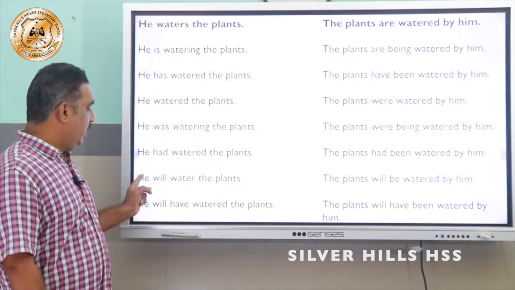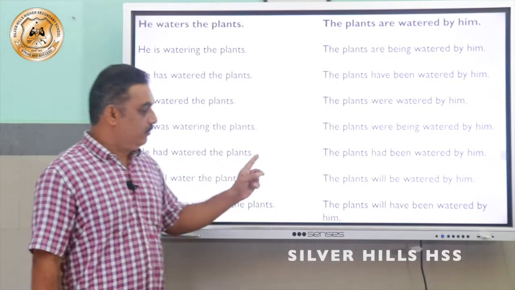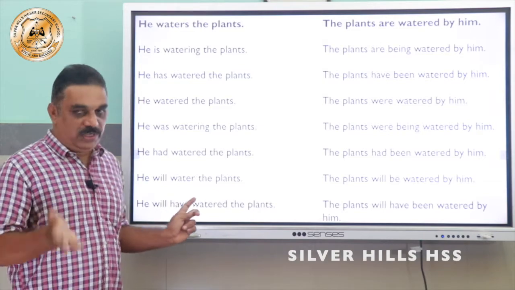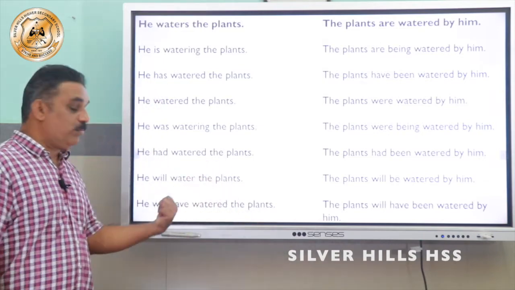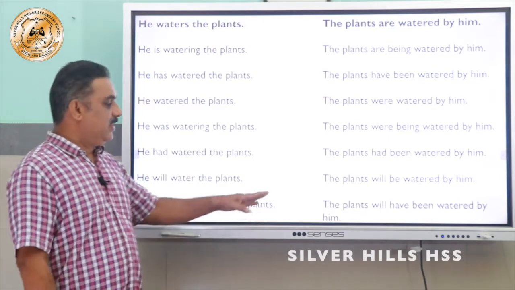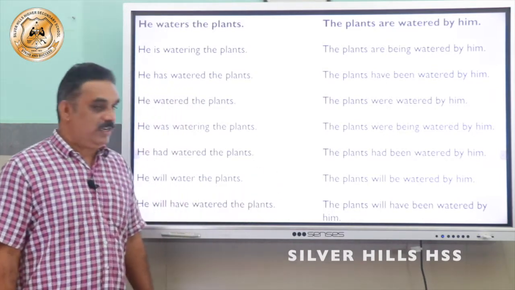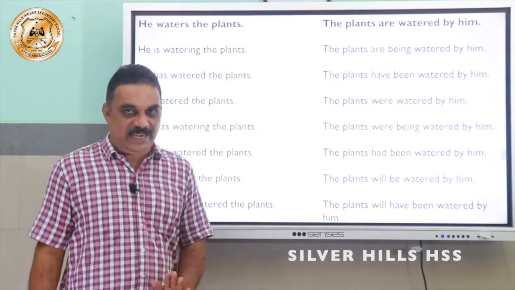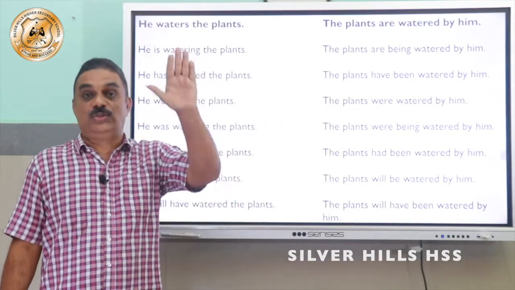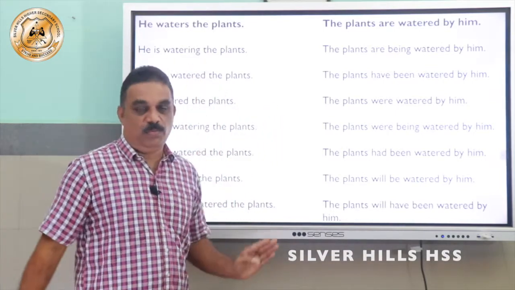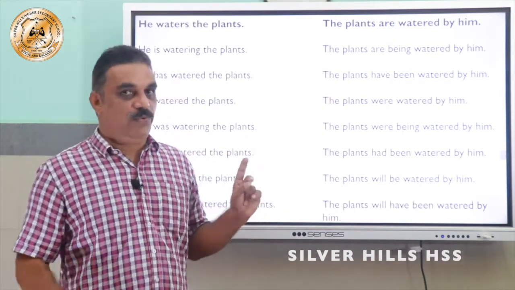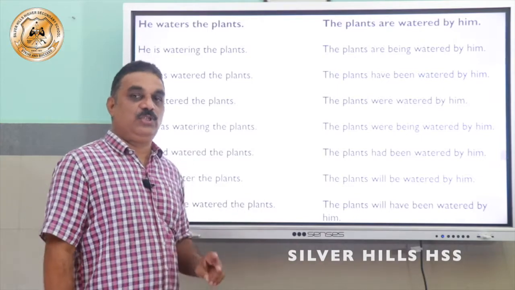Now future. He will water the plants. Simple future. The plants will be watered by him. Next, future continuous. We don't have passive form, and we are moving to future perfect tense. He will have watered the plants. The plants will have been watered by him. So now it is clear tense wise how to change an active sentence into passive. Please study those formulas, then follow this pattern. Then it will be very easy for you to change an active sentence into passive.